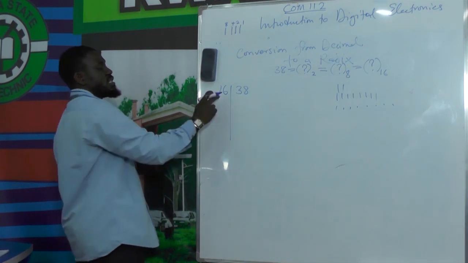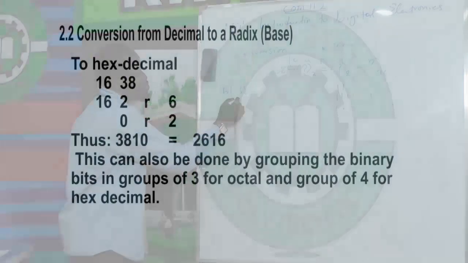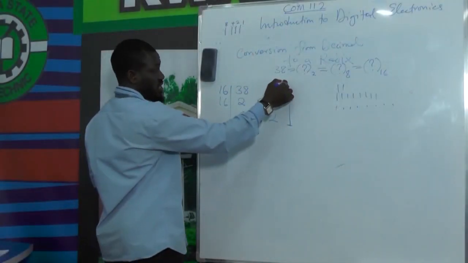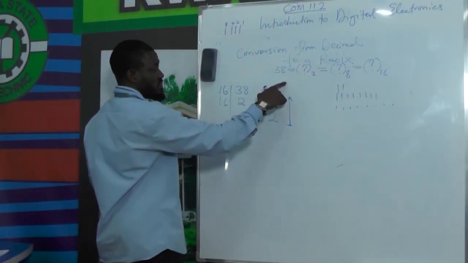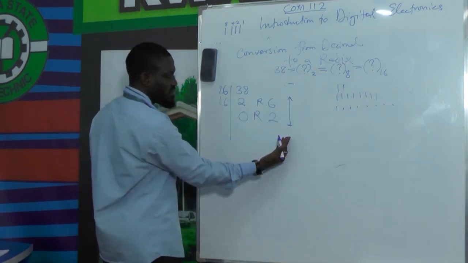So now, 38 divided by 16, you have 2, remainder 6. So 16 in 2, you have 0, remainder 2. And you will now pick from the bottom to the top because it's a positive value. If it were negative, you would have to come down. But if it is positive, you start from the bottom.